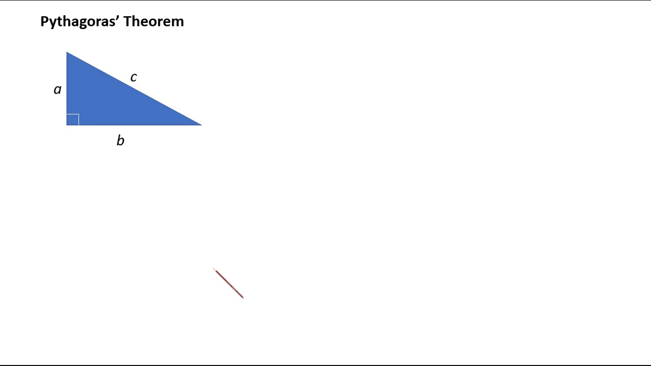You all must be knowing by now what the Pythagoras theorem is. In a right angle triangle, the square of the hypotenuse is the sum of the squares of the other 2 sides. That is, c squared is equal to a squared plus b squared. If I square root both sides, I'll be getting c is equal to square root of a square plus b square.